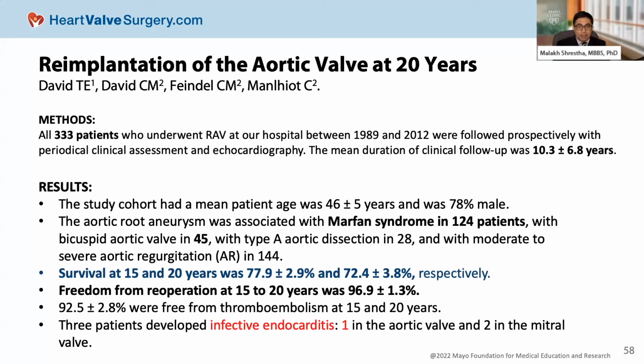Right. Next slide, please. And just to slow down for the patients, because this is such an important point, freedom from reoperation is fantastic. Survivability is great. And some folks, Dr. Shrestha, who may be newly diagnosed, they may not understand what thromboembolism is. You're talking about a clot or some form of potential risk for stroke.